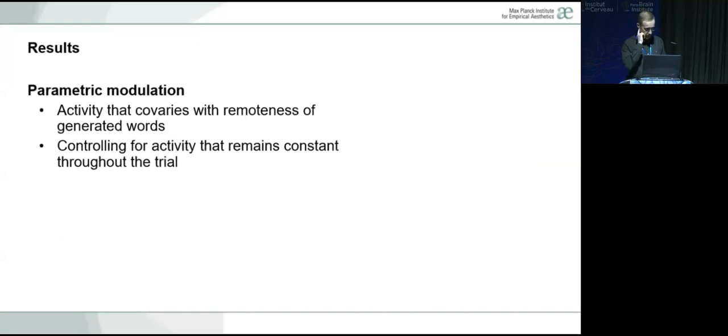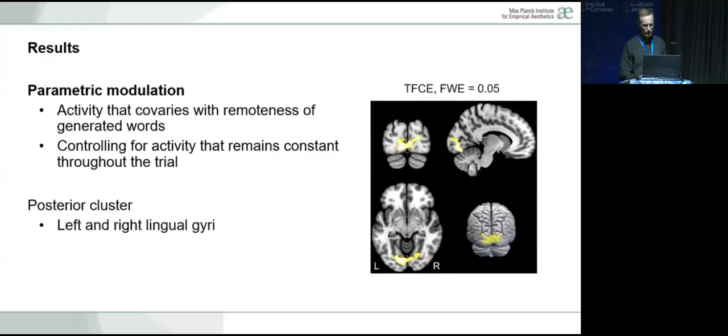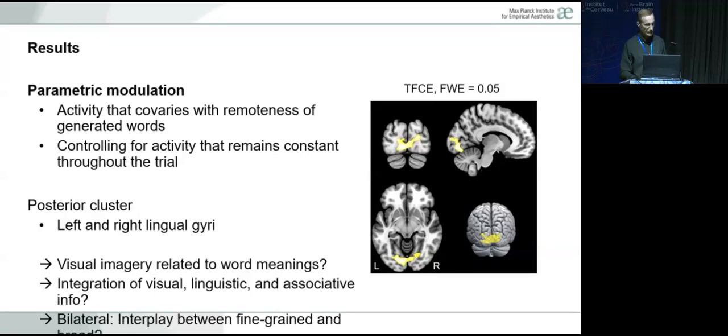We also did a parametric modulation here, looking at activity that co-varies with the remoteness of generated words, controlling for activity that remains constant throughout the trial. So that's going to be pretty specific. And here we see really the left and right lingual gyri. This is very interesting, and this has popped up previously in other studies, and I think it's about time we try to figure out what is actually going on in this region, since it keeps popping up both in generation and evaluation, as shown from here, of semantic similarity.